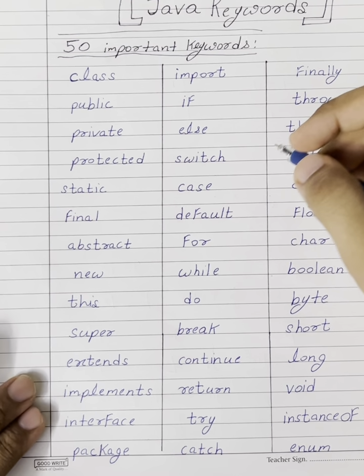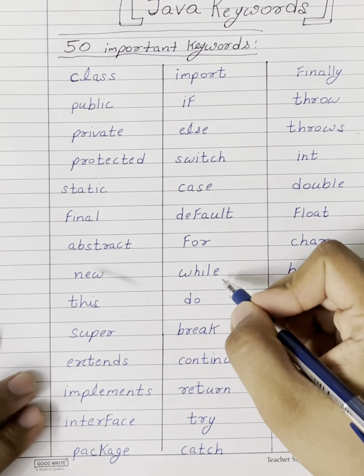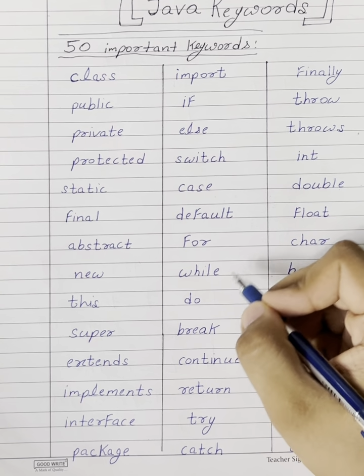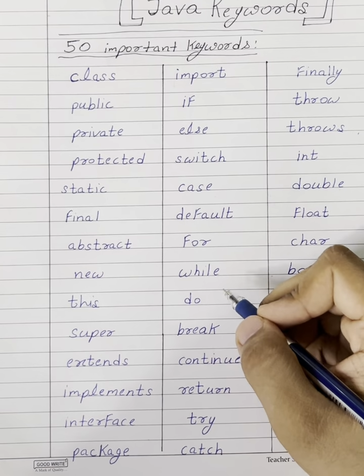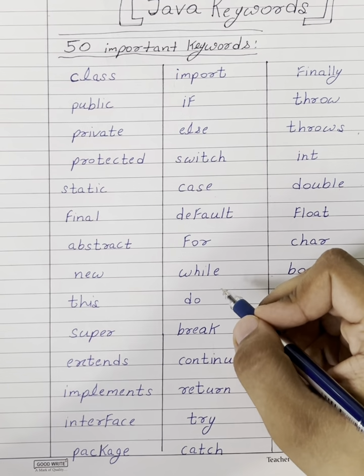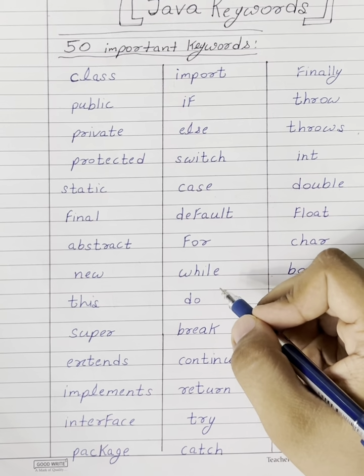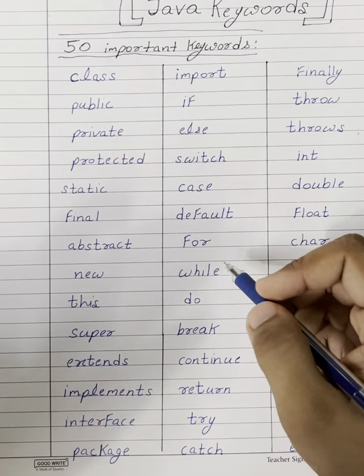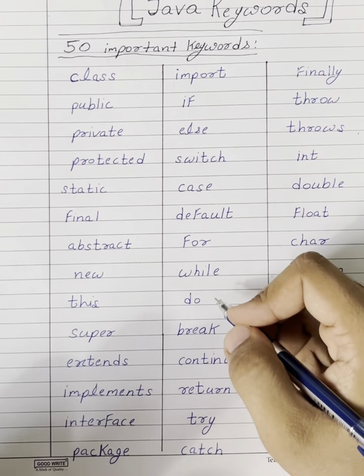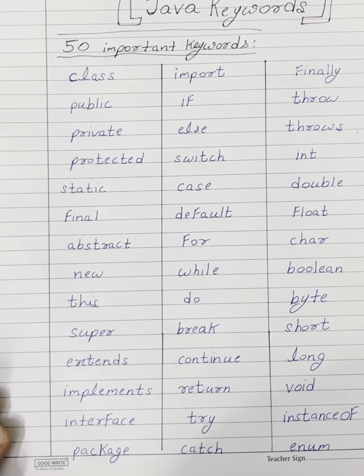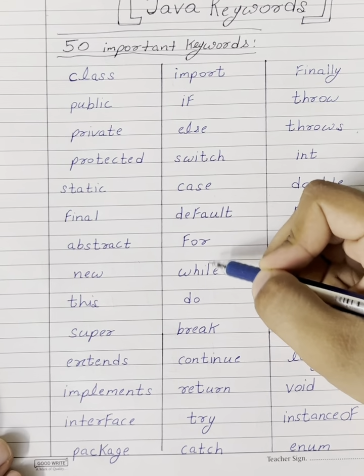Next is the while keyword. So guys, this keyword is used to create a loop that executes a block of code repeatedly as long as a specified condition remains true. Unlike the for loop, a while loop is generally used when the number of iterations is not known in advance. You can consider it as a difference between for and while loop.